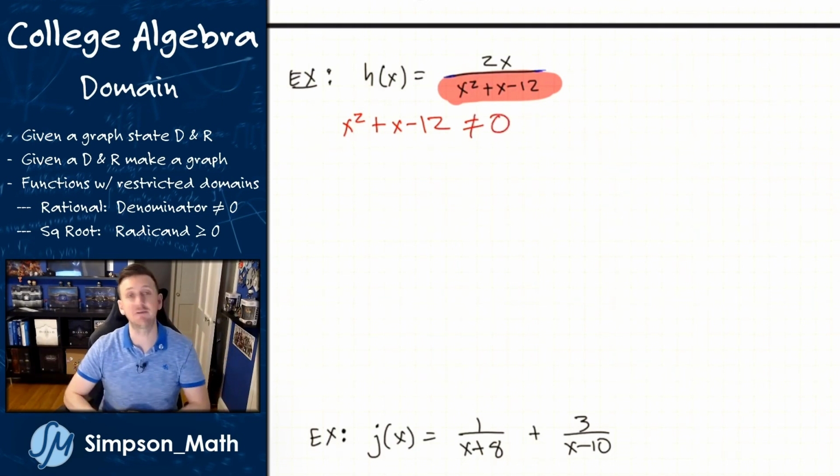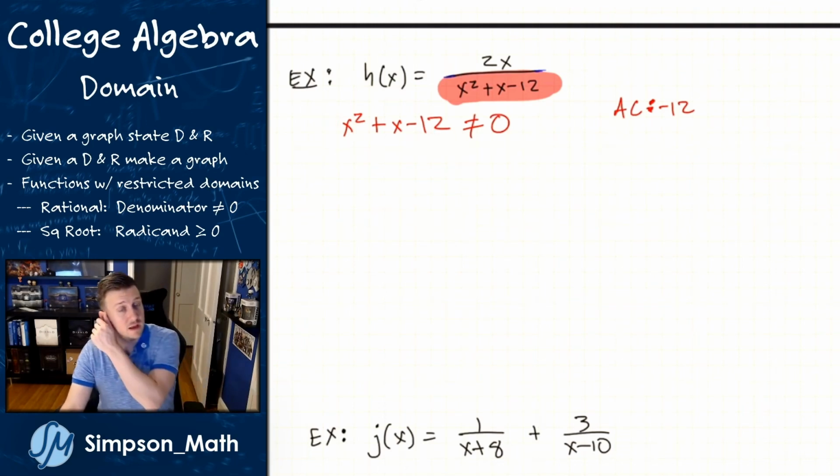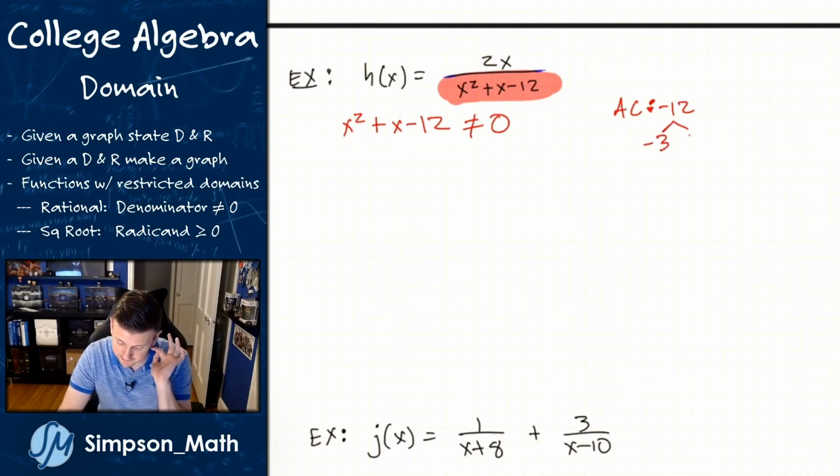Good thing we've had that factoring review. So we need to solve this by factoring. So I'm going to do the AC method. So AC is negative 12. A is 1. C is negative 12. What multiplies to be negative 12 and adds to be 1? I hear someone out there say negative 3, positive 4. Yes, that's right. Negative 3, positive 4. Negative 3 times 4 is negative 12, but if I add them, I get a positive 1.